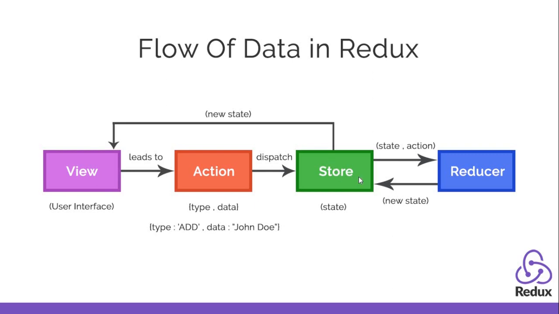Now this store again receives the new state, and then it sends the new state to our view, and that new state now contains John Doe, and it can be seen in our view. All right, so you create an event handler, for example a button. You click that button, an action will be created, and then it is sent to store. The store sends the action along with the state to the reducer. Reducer receives that, and depending on the action type and the data, it will actually create a new state, send it back to store, and store will send the new state to our view. So yeah, this is the flow of data in Redux.